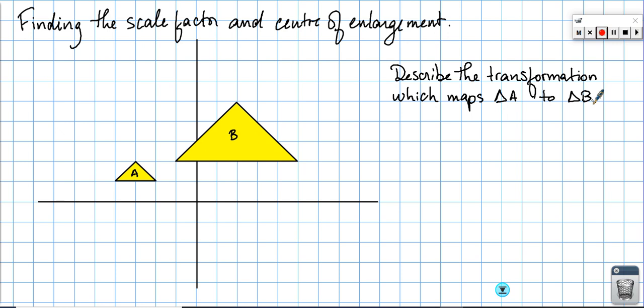First of all, we're going to find the scale factor of enlargement. This is not so difficult. This is of length 2. This is of length 1, 2, 3, 4, 5, 6. So, from A to B, I need to multiply by 3. Multiplying by 3, I get A to B. So, the scale factor is 3.